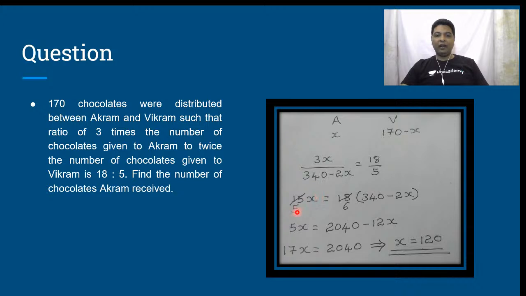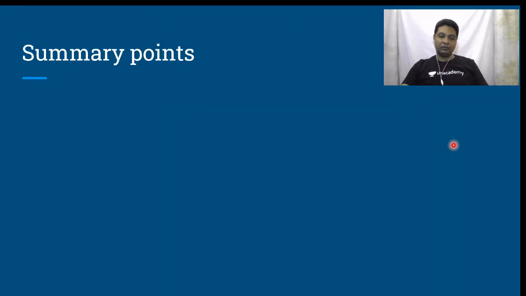That clear? 3 5 times is 15, 3 6 times is 18. So 5x is equal to 6 times of 340, which is 2040 minus 12x. That is 17x is equal to 2040, which means x is equal to 120. So how many chocolates did Akram get? Akram got 120 chocolates. Is that clear? Understood? Let us proceed to the next question.